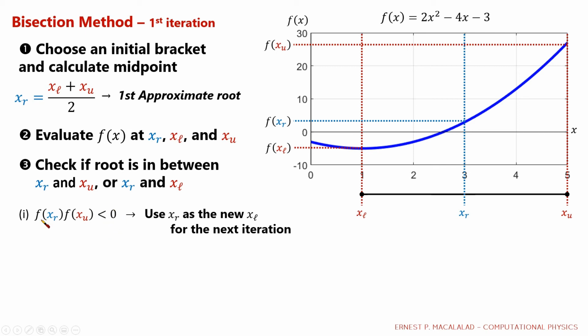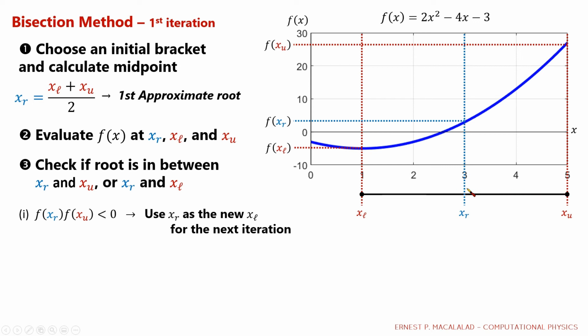So what do we mean by this? That means f(xr) and f(xu) have different signs. If one is negative, the other should be positive. For example, if f(xu) and f(xr) are both positive, when we multiply them, the product is positive. If it is positive, that means the root is not in this bracket.